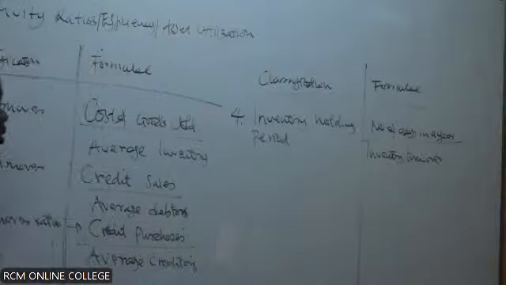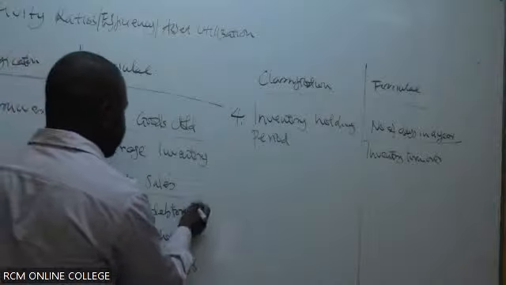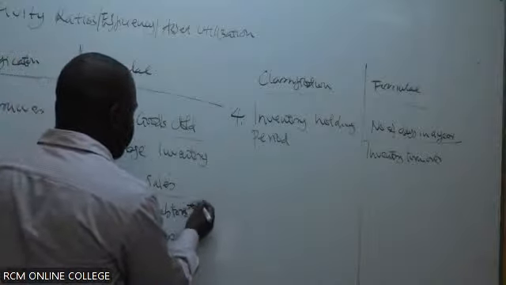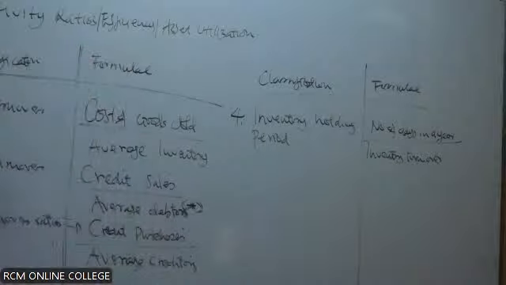So I can see you asking about average debtors or average creditors. Just pick the figure of debtors in the statement of financial position. Sawa.